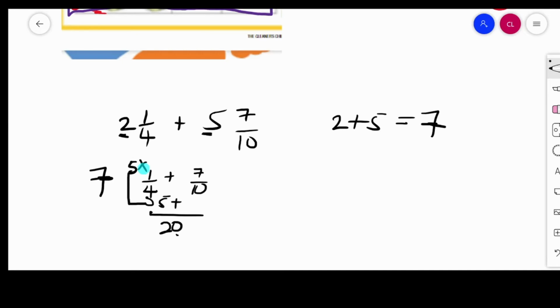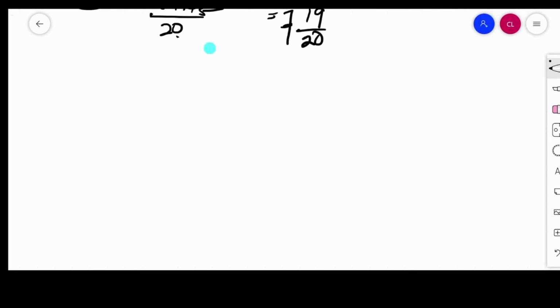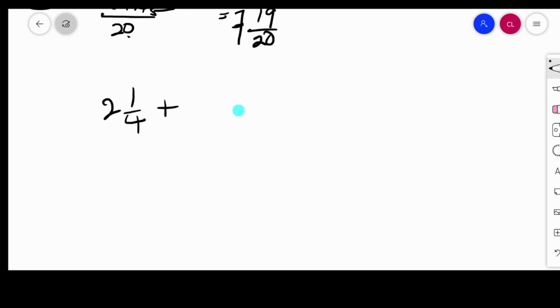5 plus 10 into 20 would go 2 times, multiply this, so this section here, and then this answer would come here. So that would be what? 2 sevens would give us 14. When we add 5 and 14, we would get what? 19 over 20. Remember, we had our whole number, so now this becomes 7 and 19 over 20. So that's method 1.